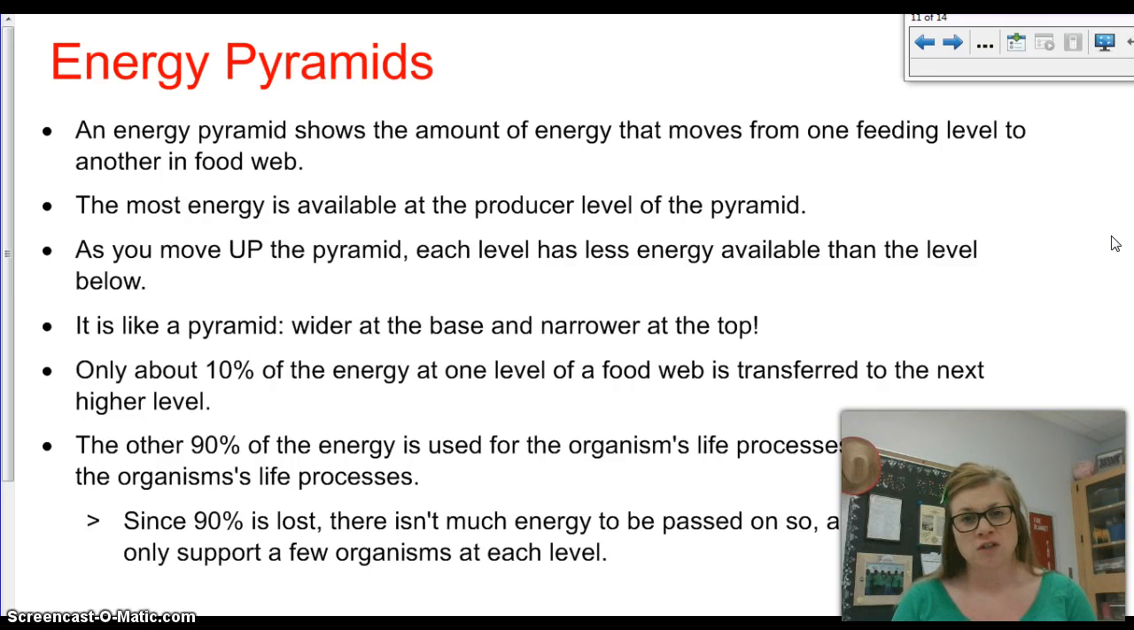Remember we said a limiting factor is the amount of food available. So since there's a limited amount of food available to organisms, we have a limited amount of energy that can be passed down. So it limits the size of our ecosystems.